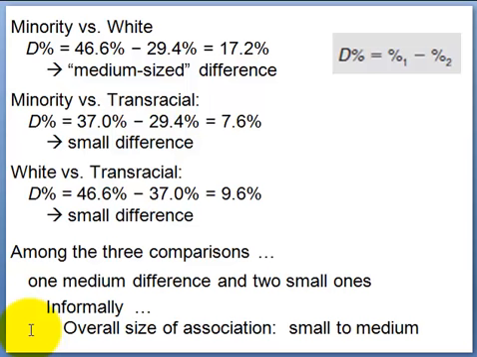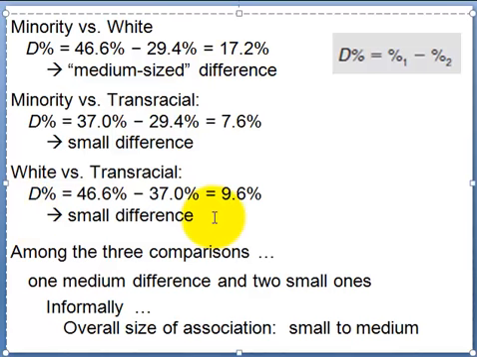And if all of the differences are in the same direction, we could indeed sum these up in this case and divide by 3 and then get a rough average difference in percentages. But we won't carry out that calculation. It's enough to say that we've got a medium-sized difference and a couple of small ones, and so we have overall size of association that's in the range from small to medium.